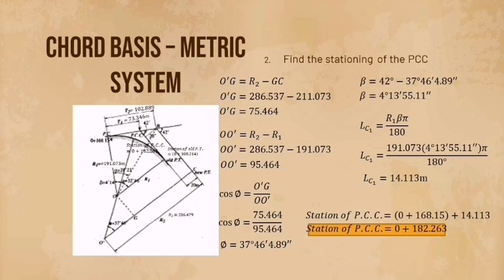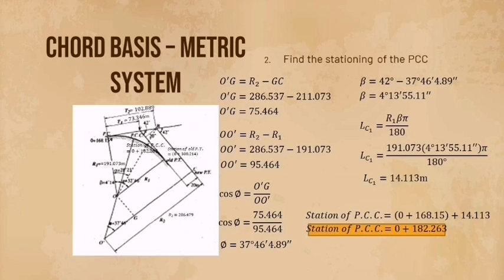And for the empty set, cos empty set equals the value of OG over the value of OO. After we divide them, we get the value of 37 degrees 46 minutes and 4.89 seconds. And now we are going to get the beta, or B. So I minus the empty set: 42 degrees minus 37 degrees 46 minutes 4.89 seconds equals 4 degrees 13 minutes 55.11 seconds, and that is the value of our B.